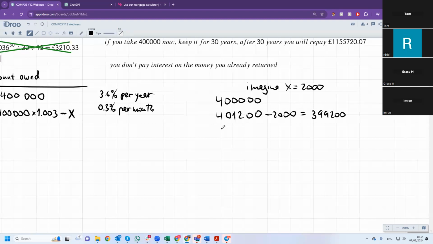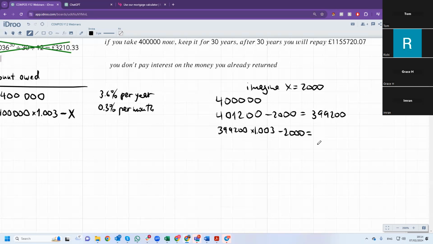After 2 months, you've got 399,200 multiplied by 1.003. So the bank calculates interest on the money that you still owe, and then you make a payment of 2,000. You make a payment after interest has been added, not before. So it's not that you do 399,200 minus 2,000 and then interest is added. It doesn't work like that because you've kept the money for a month. So they have to charge you interest because you've kept that money.